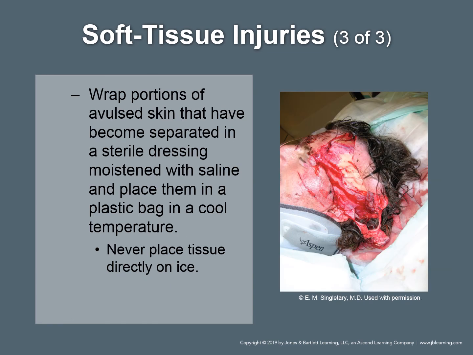Soft tissue injuries. Wrap portions of avulsed skin that have become separated in sterile dressing. We're going to treat this just like we would an amputation. We want to keep that avulsed skin flap. We want to keep it moist and keep it cool, and do not place it directly on ice. So we're going to do the same thing we do with our amputations. Wrap it in a moist dressing, keep it cool, but don't place it directly on ice.